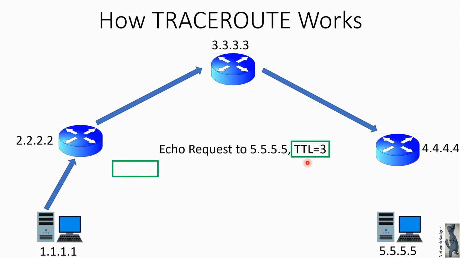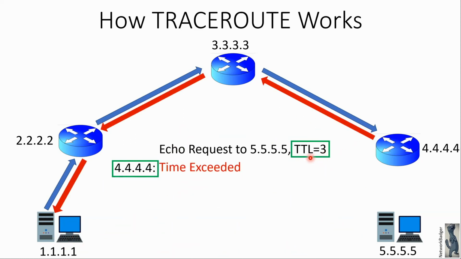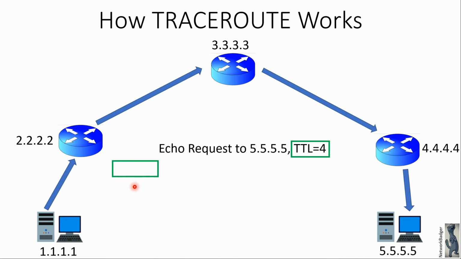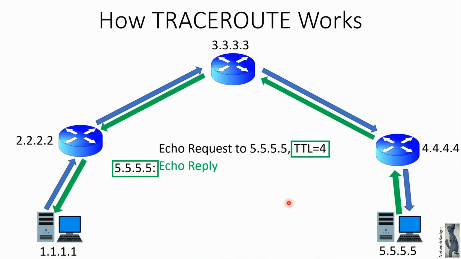Now we increment our TTL to 3, same thing. We're getting the error message from the third router, 4.4.4.4. And next time, when we set our TTL to 4, we actually reach our computer, and our computer will respond with an echo reply, and we know it comes from 5.5.5.5. That's what we were initially trying to ping or trace route to.